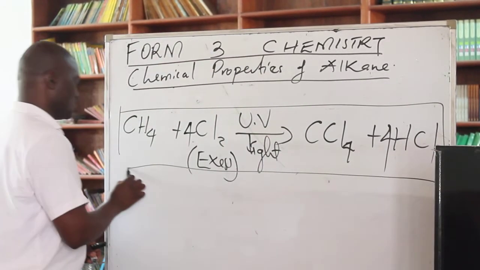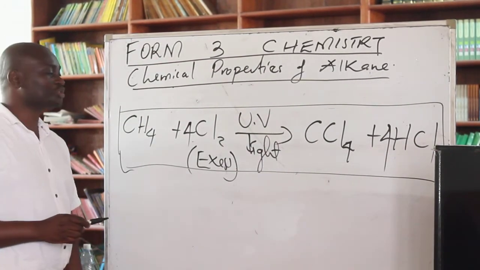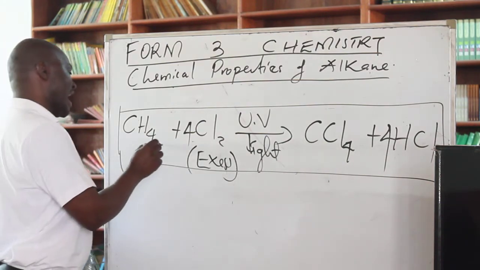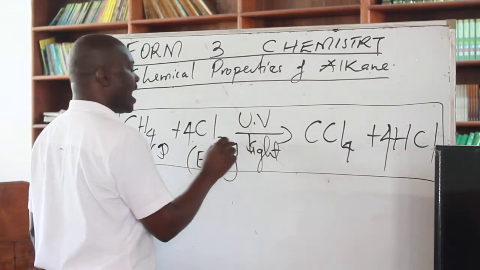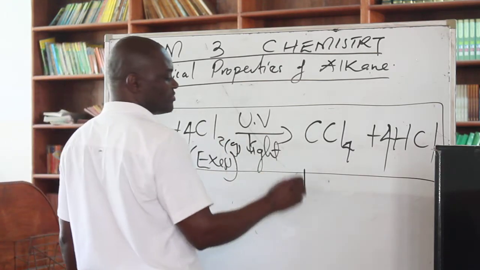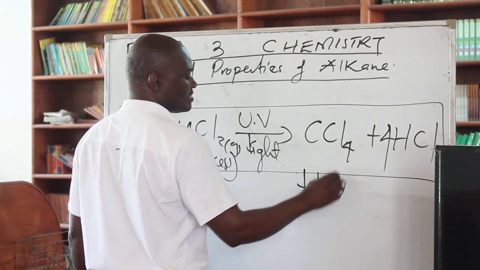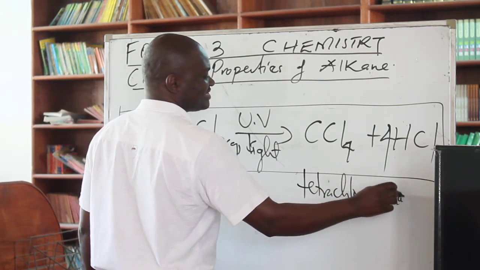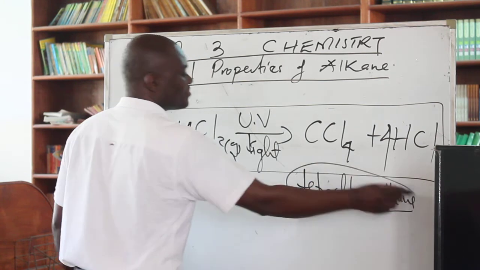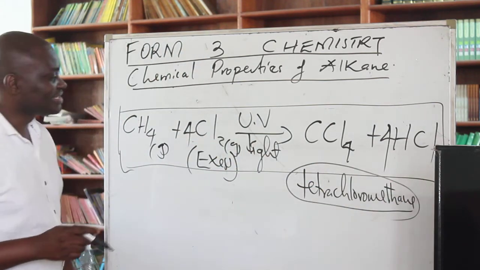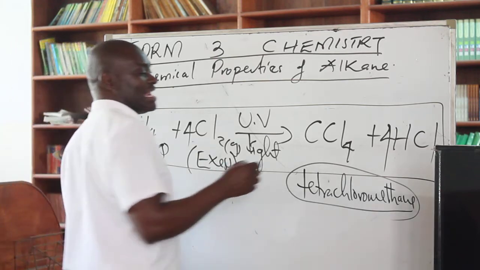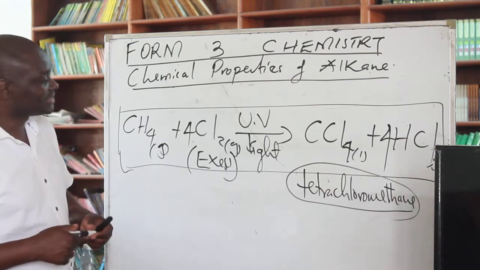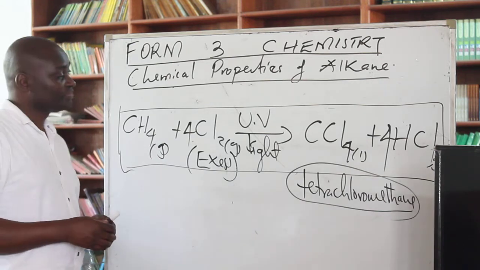So this one involves complete substitution by using excess chlorine, where what will be formed will be tetrachloromethane. Tetrachloromethane is a liquid. It's a colorless liquid.